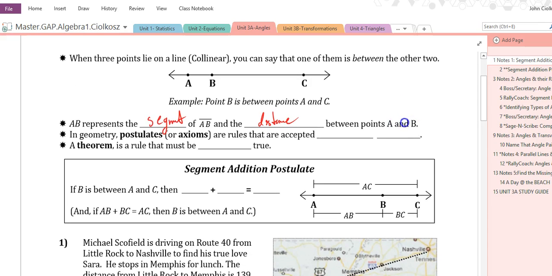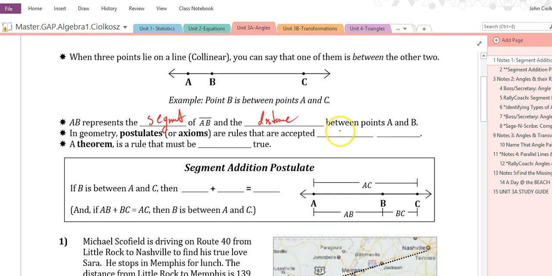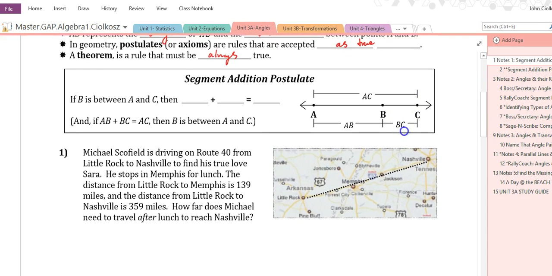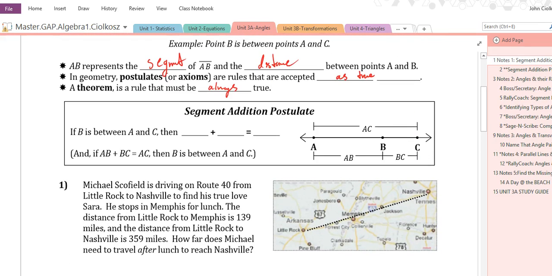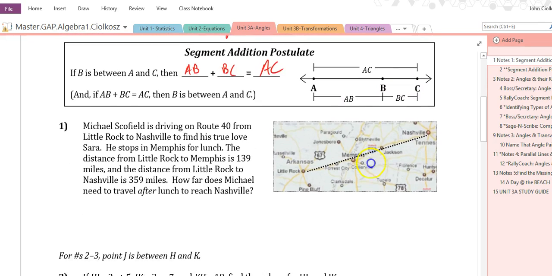Postulates or axioms are rules that are accepted as true. A theorem is a rule that must be always true. Okay, the idea here: if B is between A and C, so if we have this picture, then AB plus BC is equal to AC. Think of it, the two small parts added together make the whole thing.